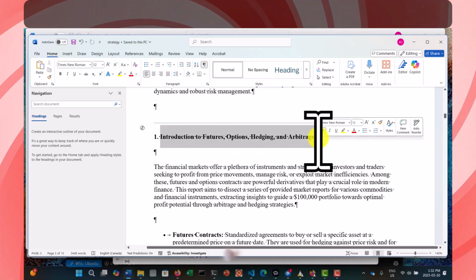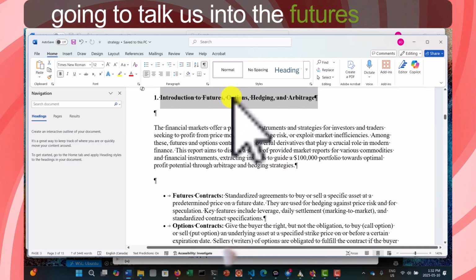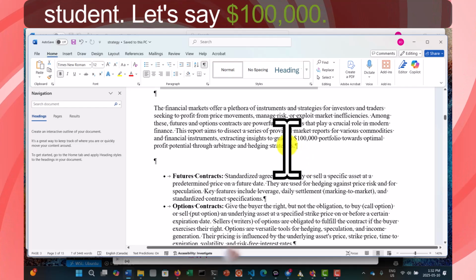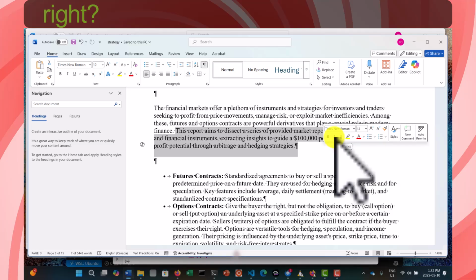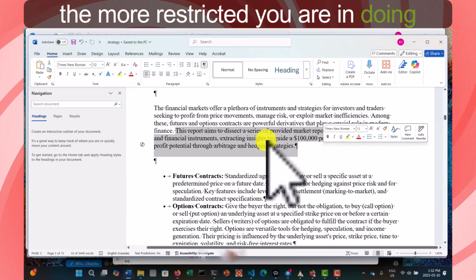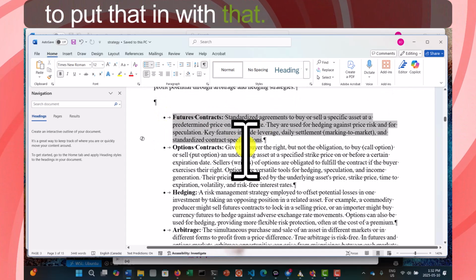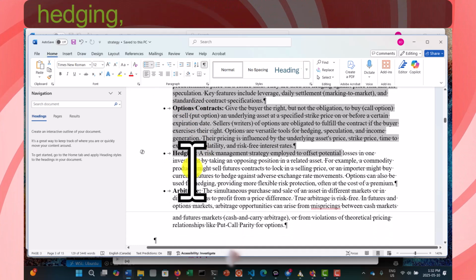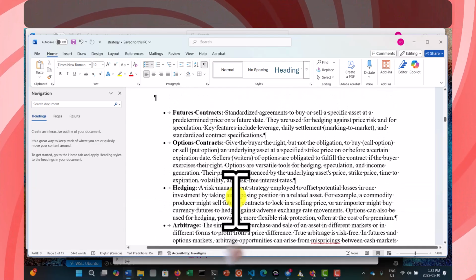So now it's going to talk us into the futures with a simulated, let's say, $100,000. Okay, you really can't do a whole lot with $100,000, right? I mean, the smaller the account, the more restricted you are in doing things with these types of strategies. Just to put that out there. So here we could focus on futures contracts, options, hedging, arbitrage. Those are usually the four areas we could focus on.